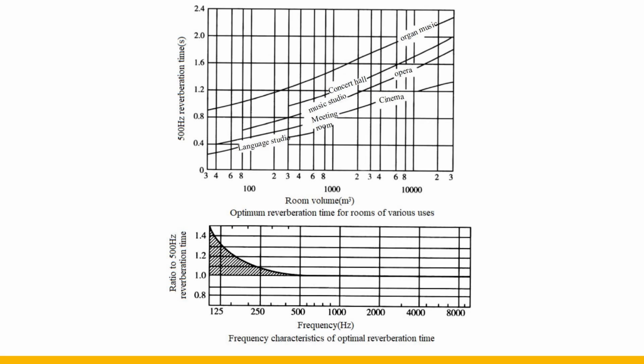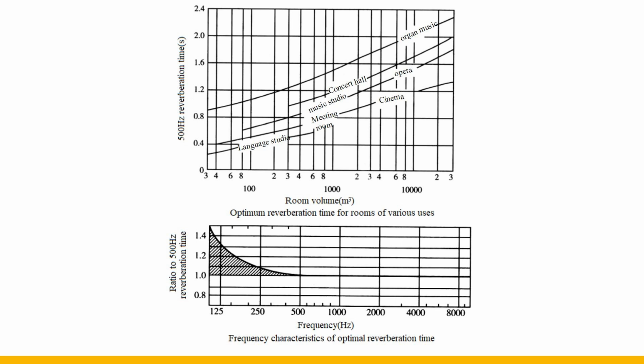The reverberation time and its frequency characteristics are determined from the graph. Different halls with different usage requirements have different optimum values of reverberation time. For the same purpose hall, the larger the volume, the longer the optimum reverberation time. The figure above shows the recommended value for the optimal reverberation time that are commonly used. The figure below shows the frequency characteristics curve of the reverberation time.